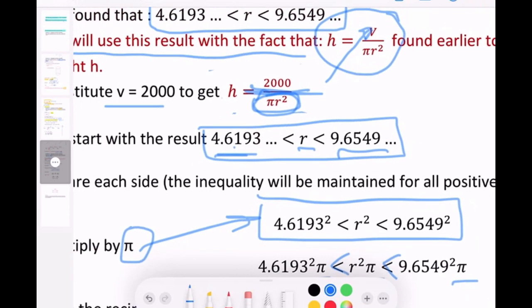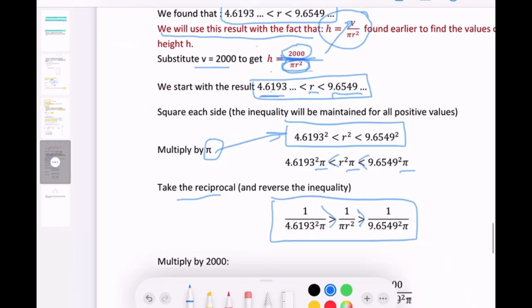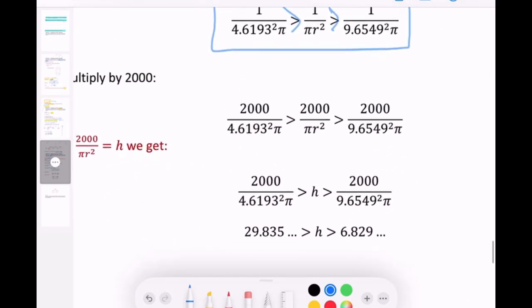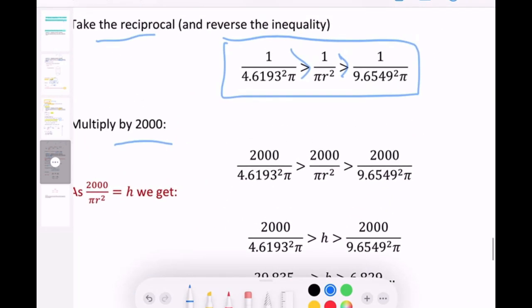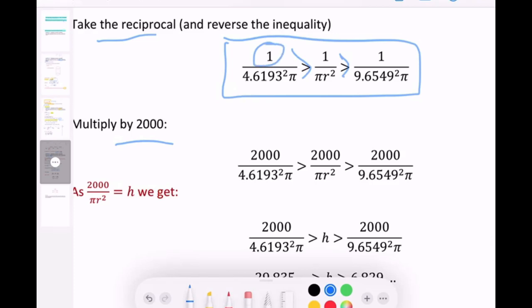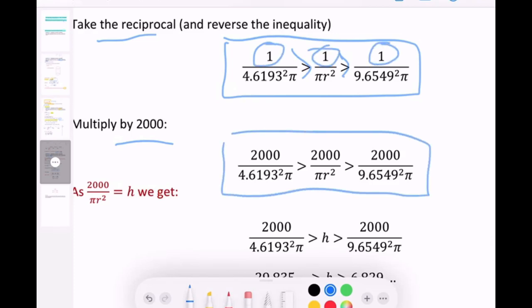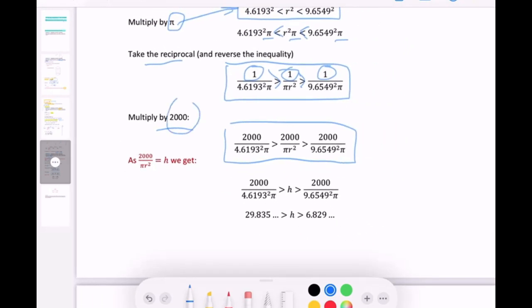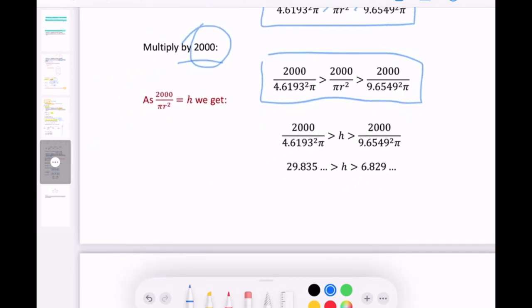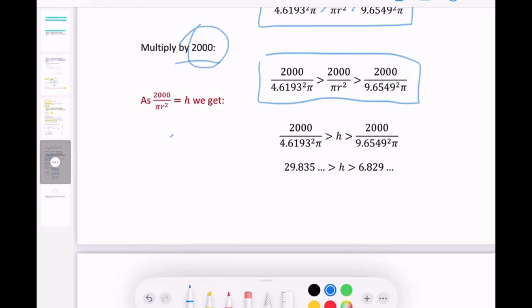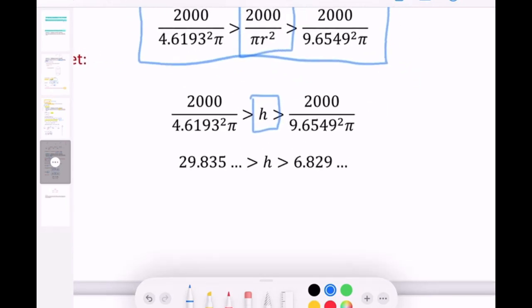Then I multiply by 2000, and I get my h. Multiply every single side by 2000. Multiply here by 2000, and here, and here. I am maintaining the inequality because I multiply by a positive. So now we reach the expression for h. This is the expression for h. I substitute it as h. Here we are, our result.